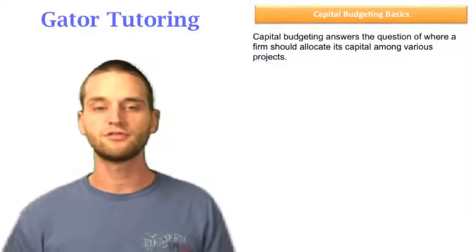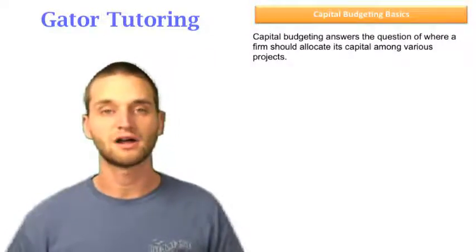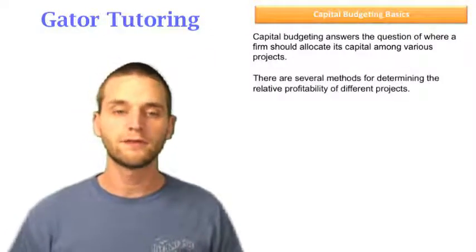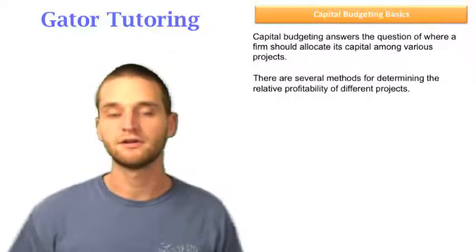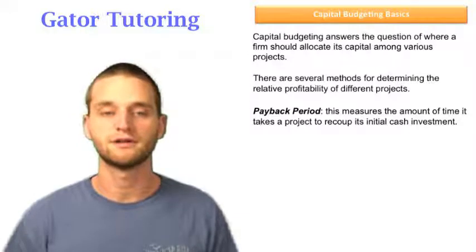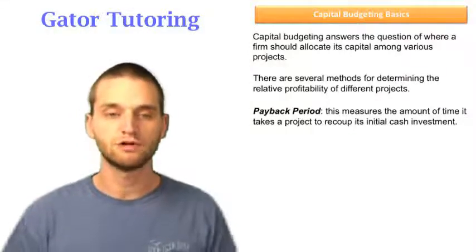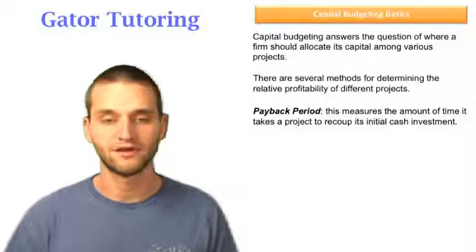Capital budgeting answers the question of where a firm should allocate its capital among various projects. There are several methods for determining the relative profitability of different projects. The first one we're going to talk about is called the payback period. This measures the amount of time it takes a project to recoup its initial cash investment.